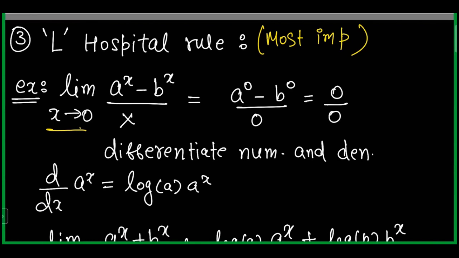So if I put x equals 0, I get a raised to power 0 minus b raised to power 0, divided by 0. A raised to power 0 is 1, b raised to power 0 is 1, 1 minus 1 is 0, so 0 by 0. So we are getting 0 by 0. Whenever we are getting 0 by 0, we can use L'Hospital's rule. What does L'Hospital's rule say? It says differentiate the numerator and also differentiate the denominator.